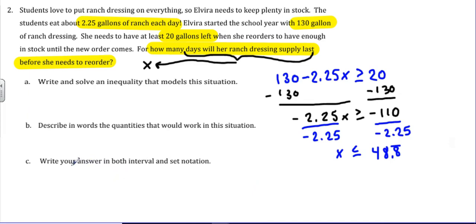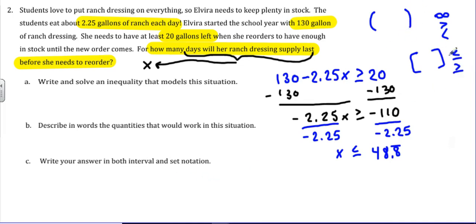So when I'm writing my answer in interval and set notation, interval notation uses parentheses and brackets. Parentheses are used when you have infinity and when you have a greater than or a less than sign. Brackets are used for greater than or equal to and less than or equal to.